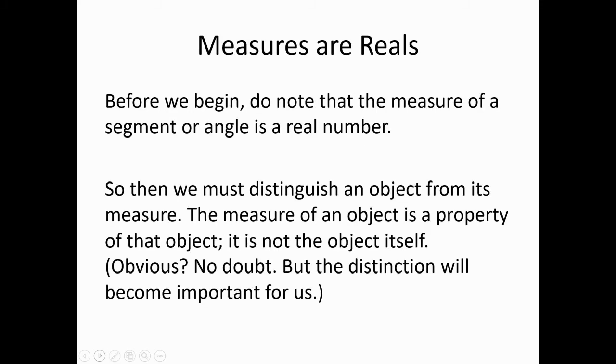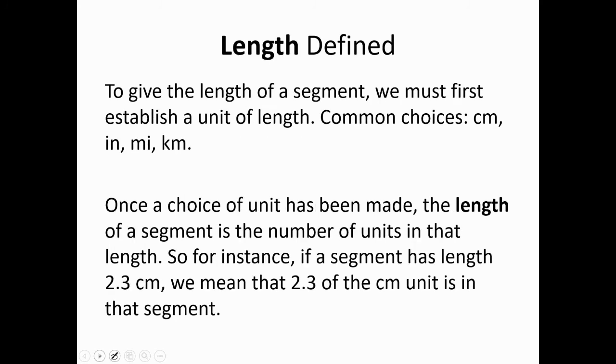So before we hop into this, do make a distinction here. Measures are real numbers, okay? Or if you like, just simply numbers. They're not geometrical objects. So, it's like 2 or 2.5 or pi or whatever it is. They are numbers. So we will associate certain geometrical objects like segments and angles with numbers, real numbers in particular.